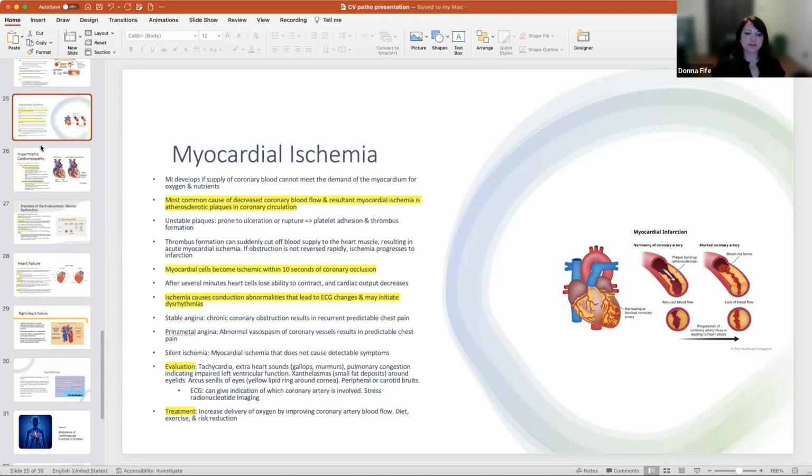An ECG can give an indication of which coronary artery is involved, and stress radionuclide imaging can be used as well. Treatment is to increase delivery of oxygen by improving coronary artery blood flow, and diet, exercise, and risk reduction are part of that treatment plan.